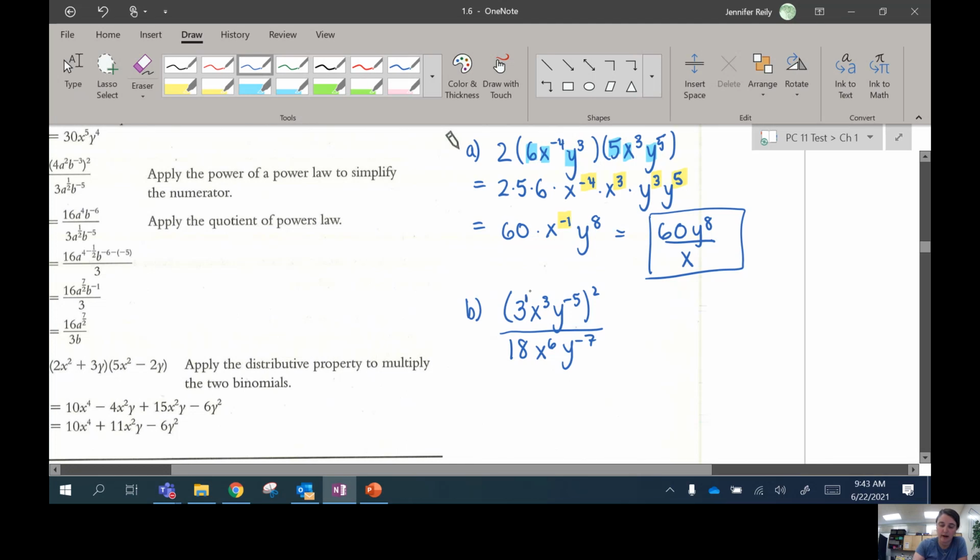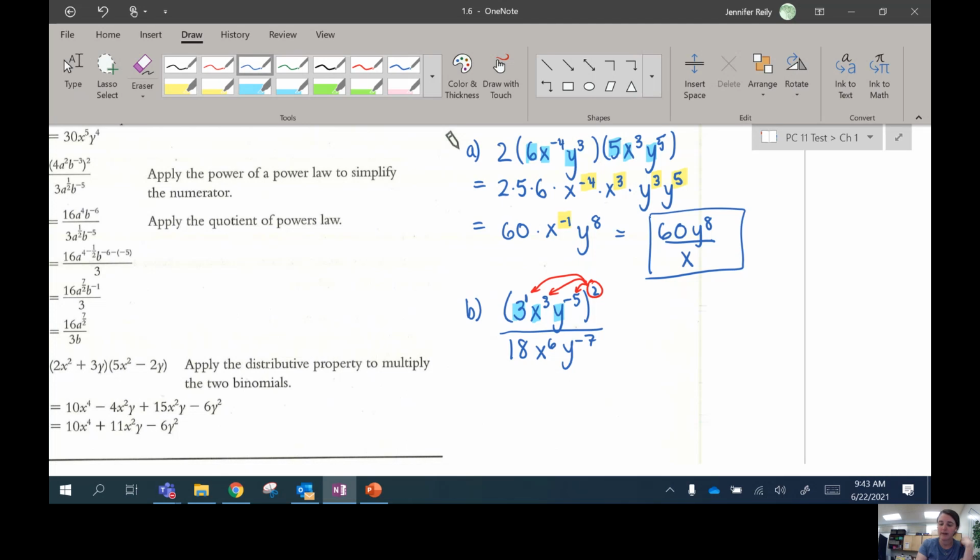This has technically a power of 1 on it. All the bases are different. We have a 3, an x, and a y, so none of them can be combined. However, I do have this 2 here. So what we can do is apply that 2 to every single term on the inside. So we're going to use the power of a power law and multiply all those exponents together.